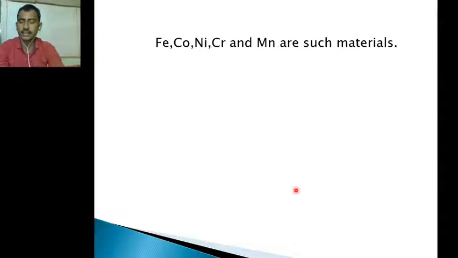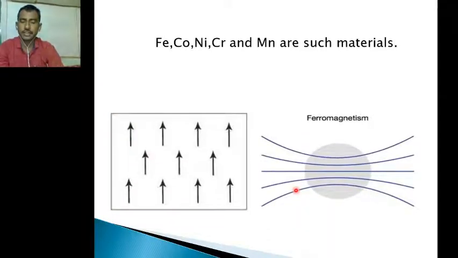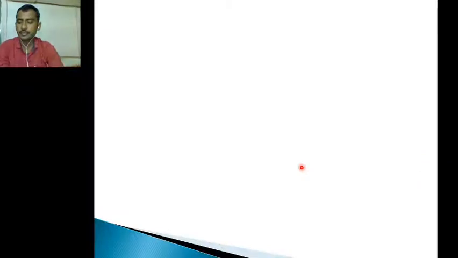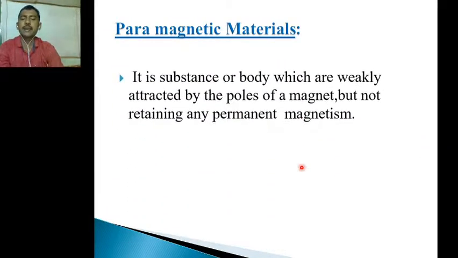This ferromagnetism can be observed using this diagram. Here, all the dipoles present in the magnet are uniformly aligned, and all the field lines are present within the material. So in the ferromagnetic material, all the field lines are within the material.